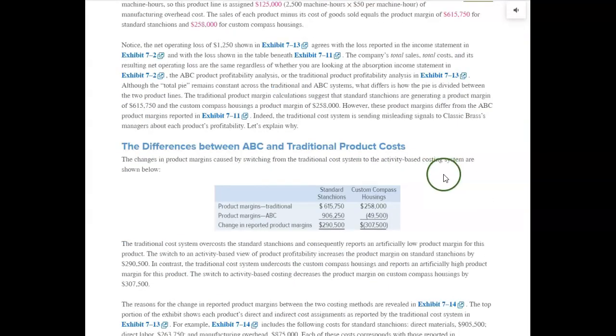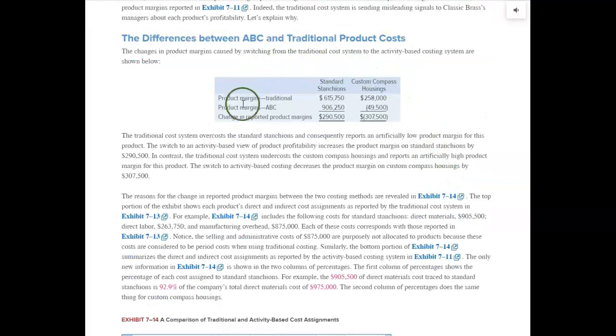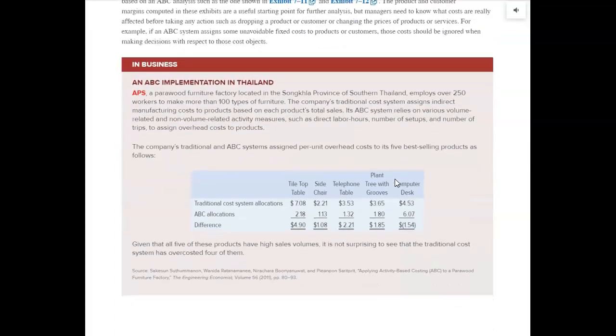Let's see what else is on this page. Here are the differences we saw a minute ago. Traditional costing system looks like profits on both. ABC, we're probably making a lot more profit on the first one and losing money on the second one. So here are the differences. Okay, so maybe you're making bad decisions when you're just looking at the traditional costing system. Let's see, that's about it, I guess.